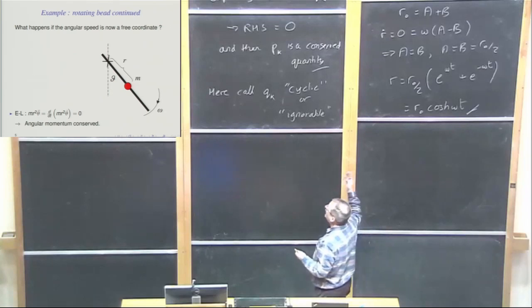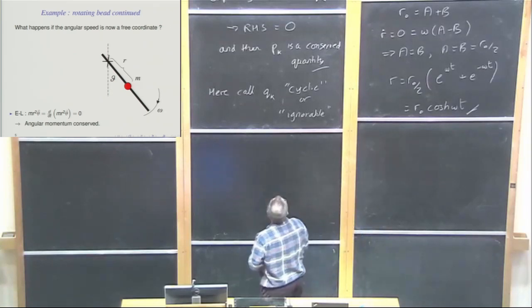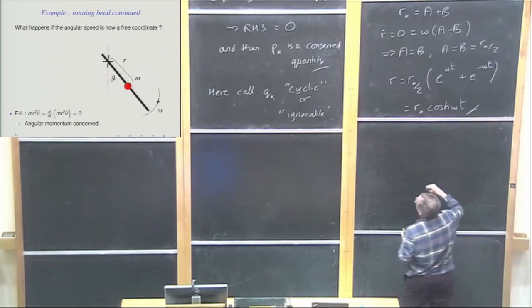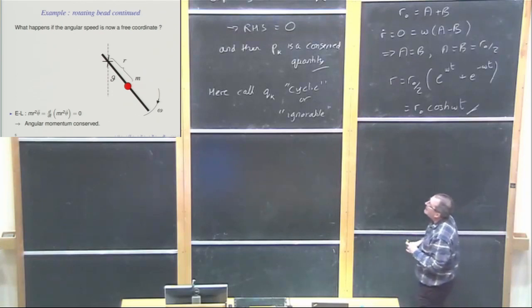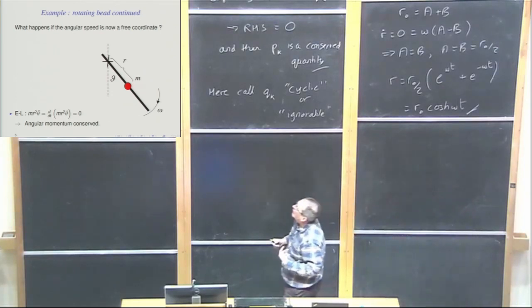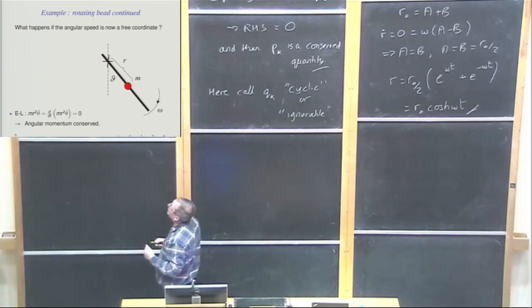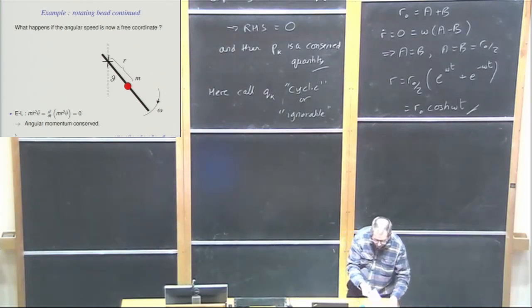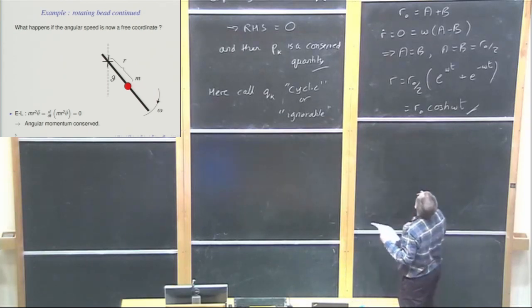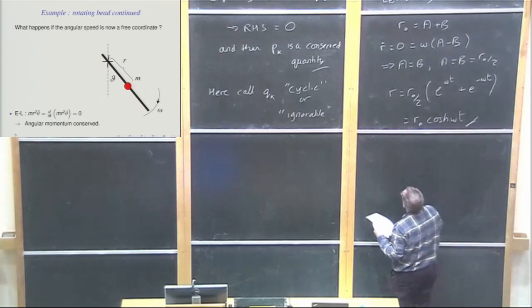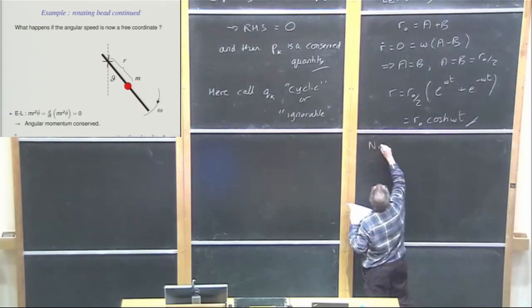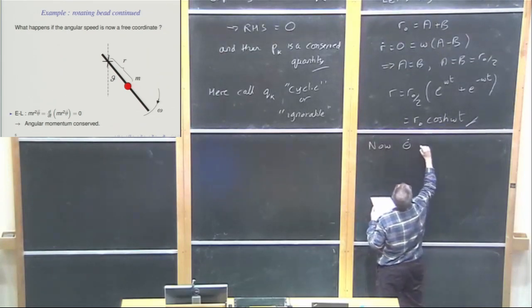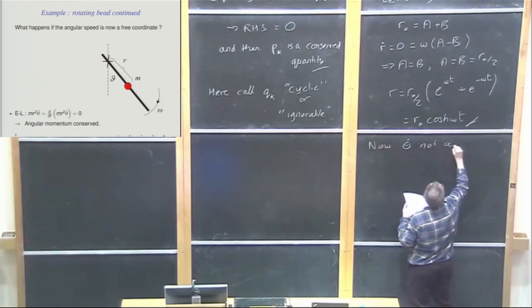Okay, so what was happening there was that theta dot was a constant which we called omega. Let's now allow the angular speed itself to be a free coordinate. So how would that change things? Now theta dot is not a constant.